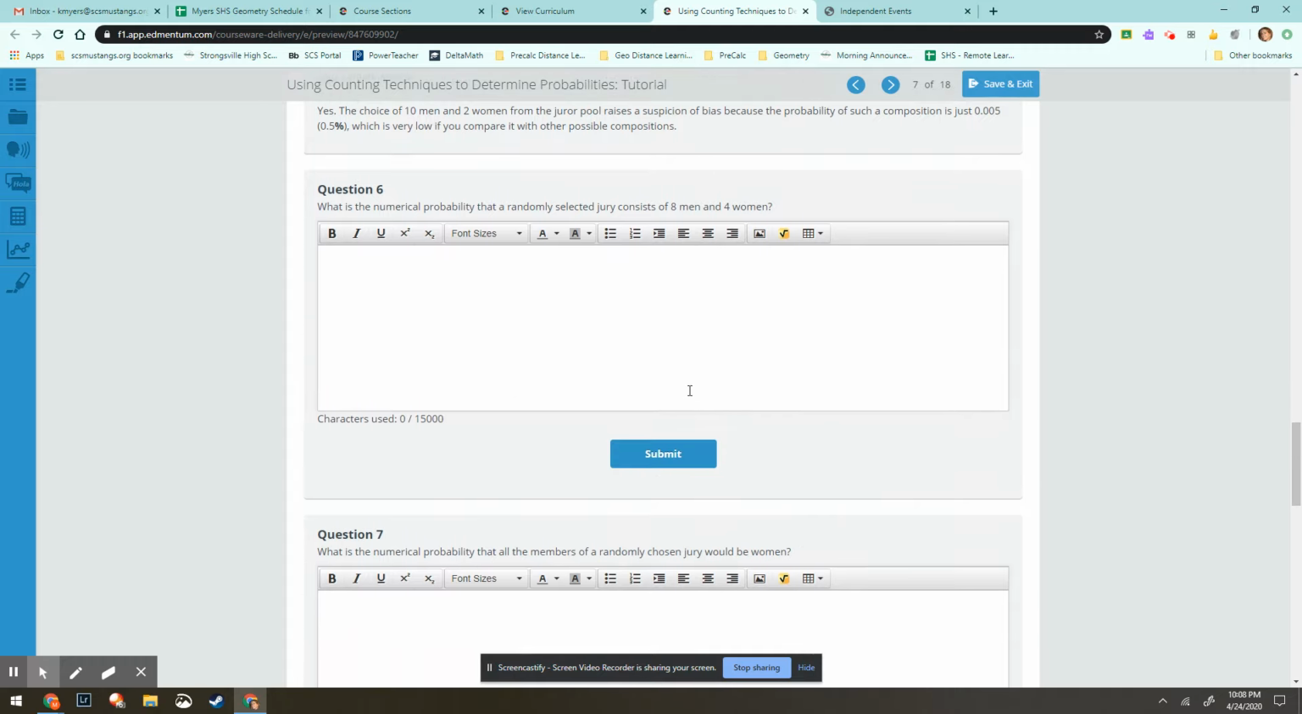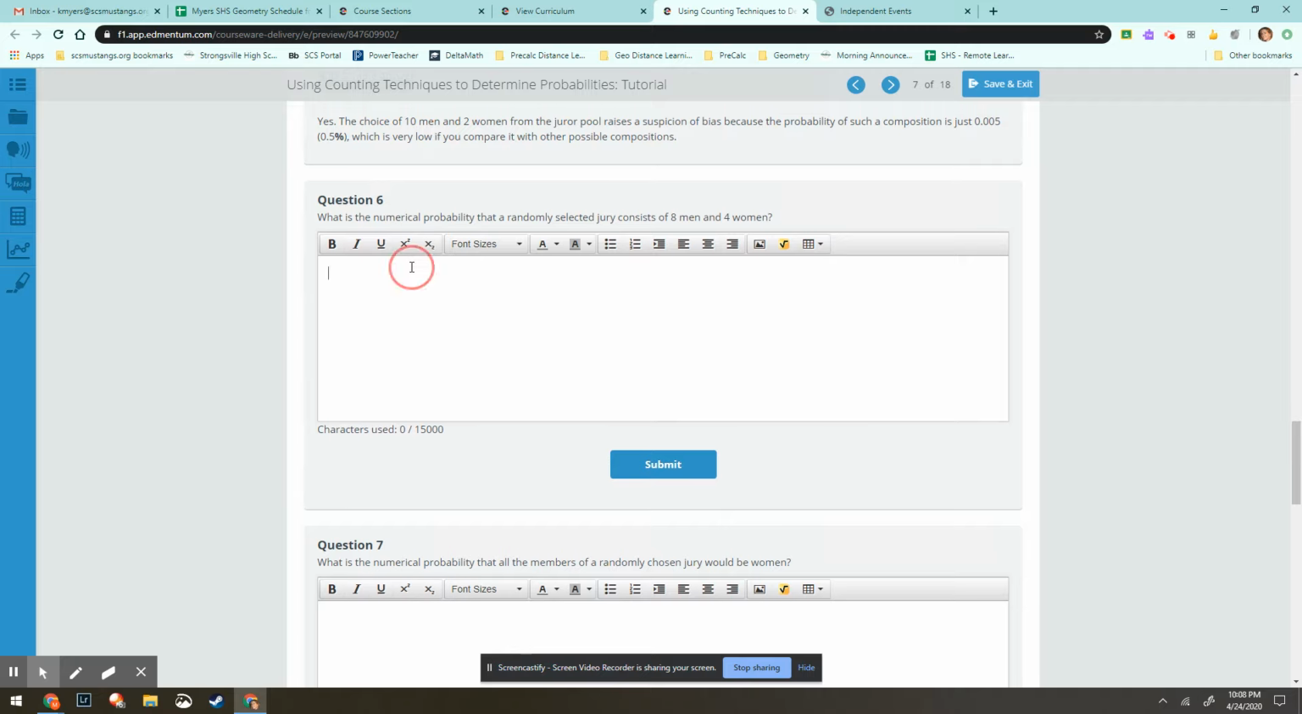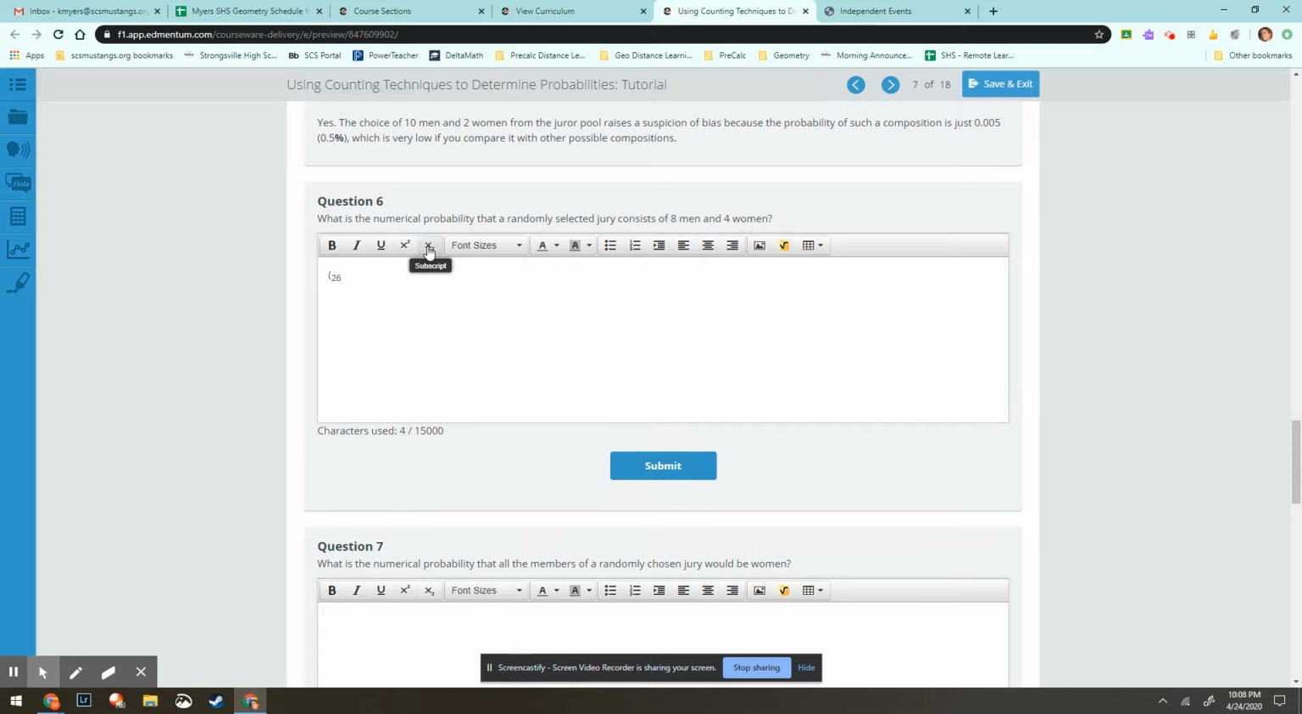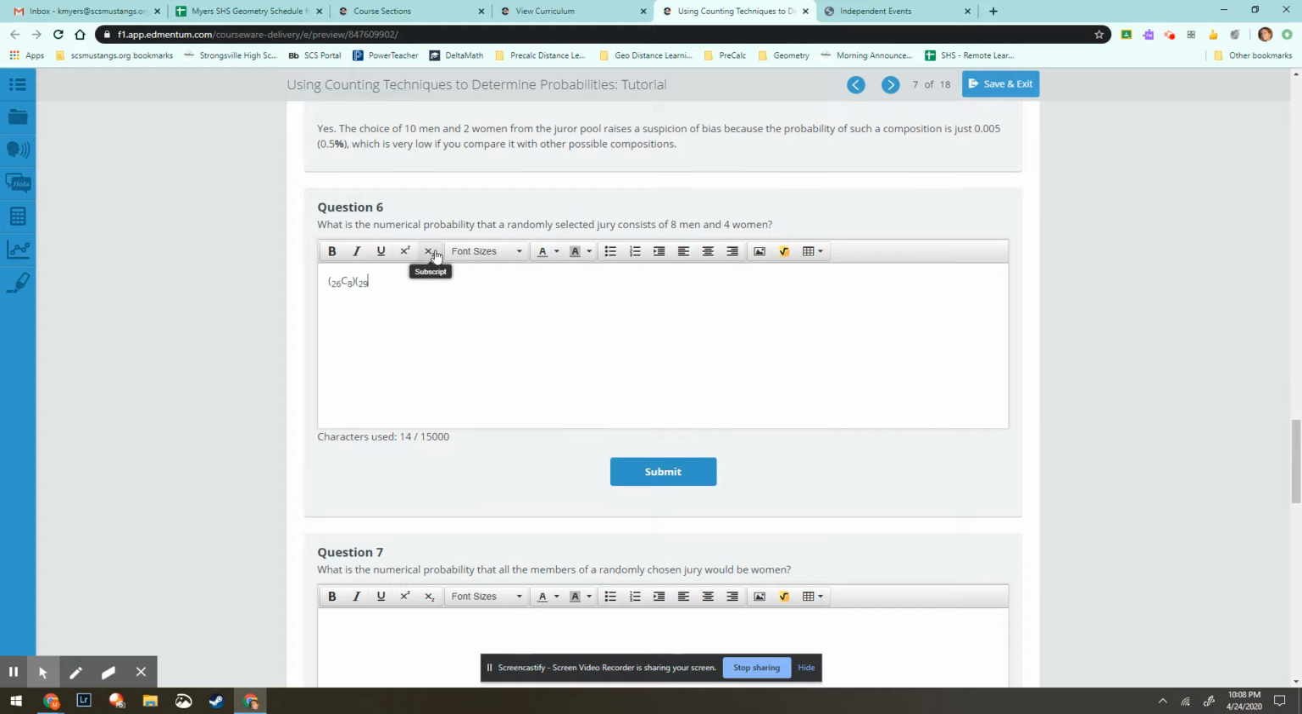What is the numerical probability that a randomly selected jury consists of 8 men and 4 women? The first thing we're going to do is come up with how to find 8 men. If you remember, there are 26 men total, and we are choosing 8 of them. And we have to multiply that by the number of ways to choose 4 women, so it'll be 29 choose 4. And this right here is the total number of possibilities that we could come up with for 8 men and 4 women.